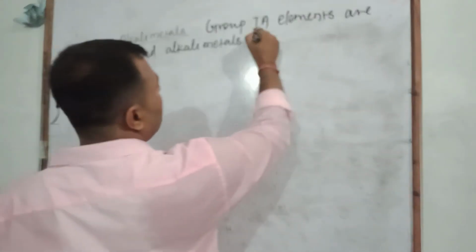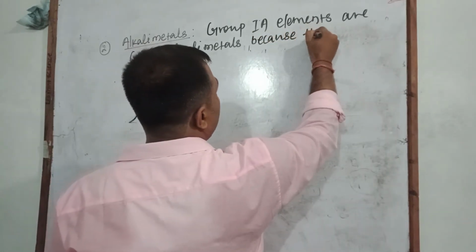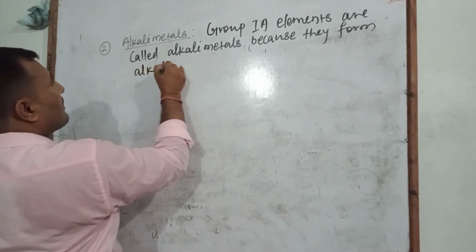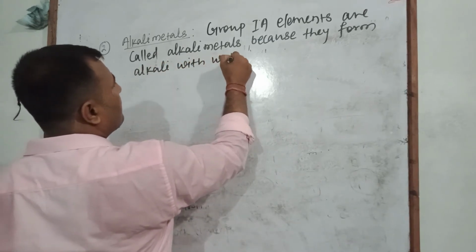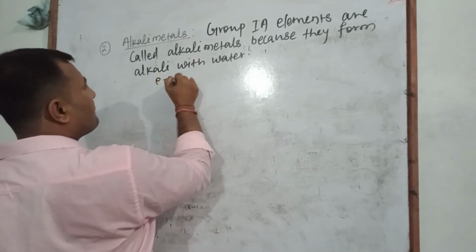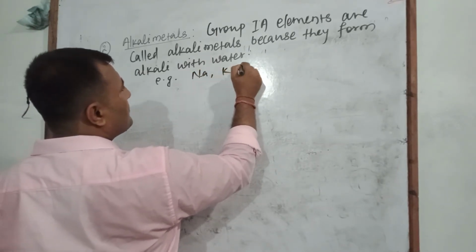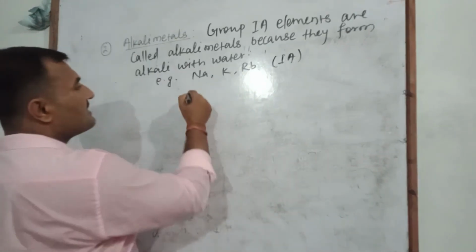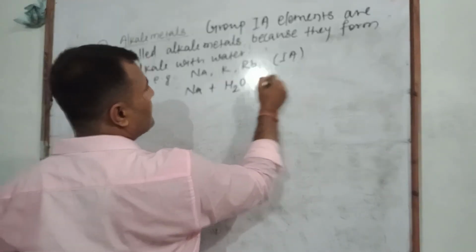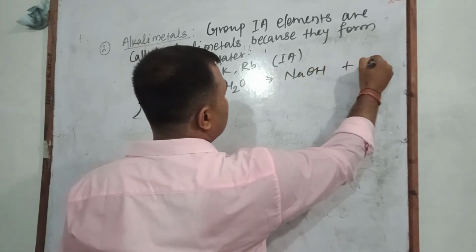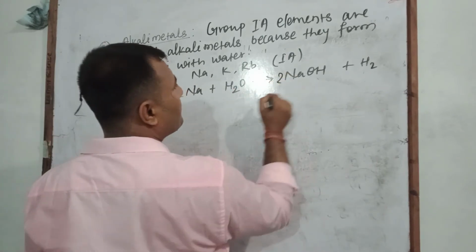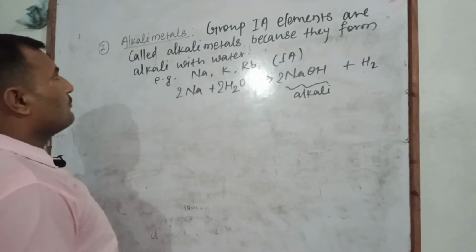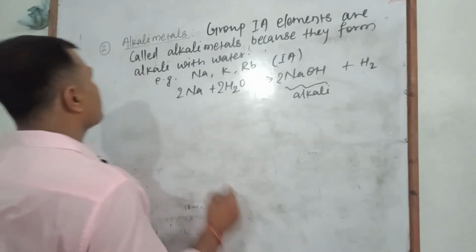Why are these called so? Because they form alkali with water. Listen, as for example, sodium, potassium, rubidium, lithium like elements, or group Ia elements, are called alkali metals. When sodium reacts with water, what does it form? Sodium hydroxide and hydrogen are formed there, and it is called alkali. Due to that reason, first A group elements are known as alkali metals.